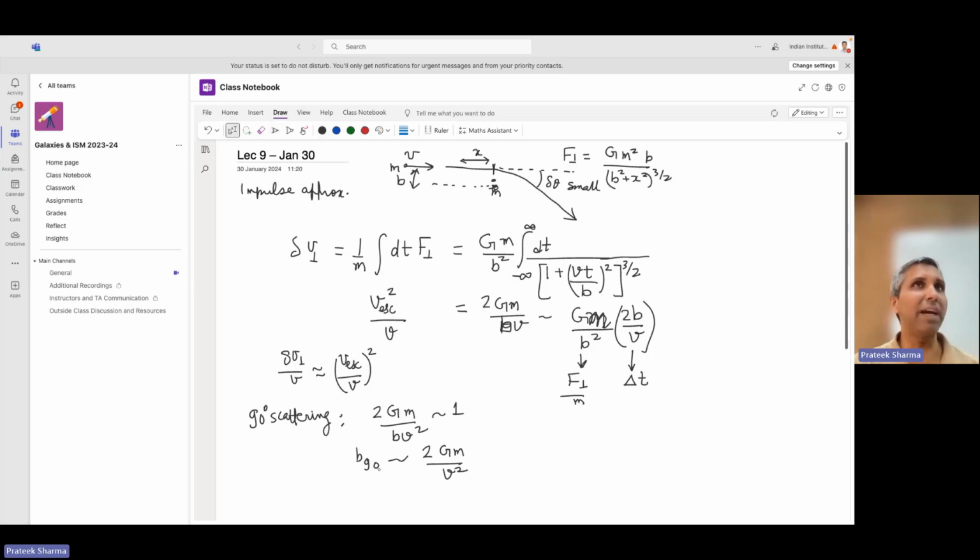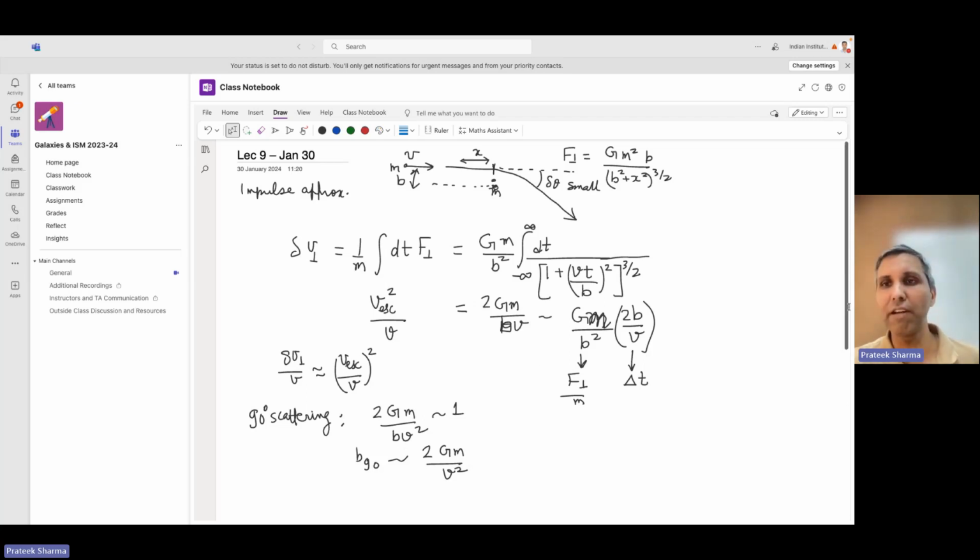So what is the impact parameter necessary for the test particle to be deflected substantially? If V is large, B90 is small, right? If the test particle is moving fast, you need to be very close in order for it to be deflected much. So it makes sense intuitively.